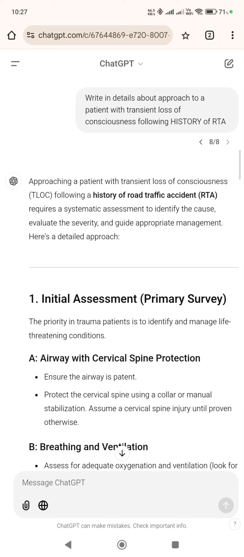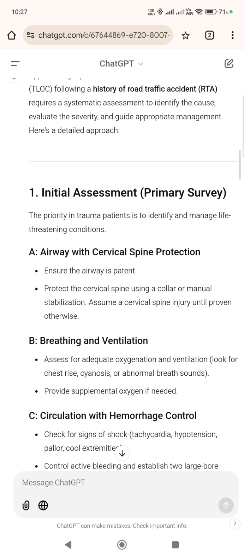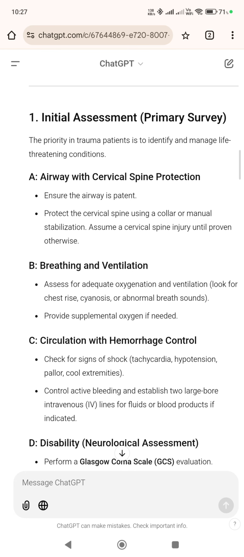Approaching a patient with transient loss of consciousness, TLOC, following a history of road traffic accident, RTA, requires a systematic assessment to identify the cause, evaluate the severity, and guide appropriate management. Here's a detailed approach. Number 1. Initial assessment, primary survey. The priority in trauma patients is to identify and manage life-threatening conditions.